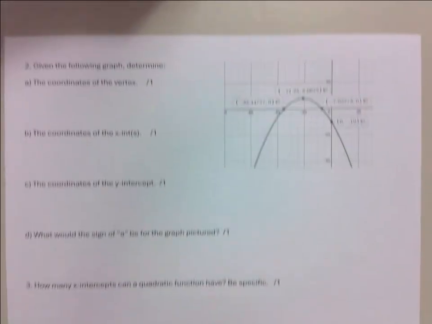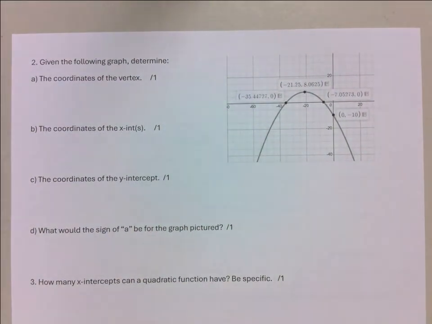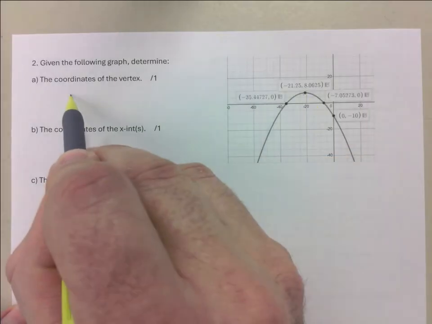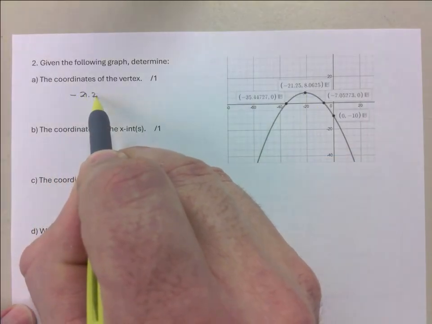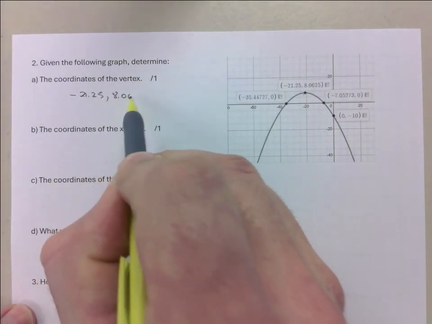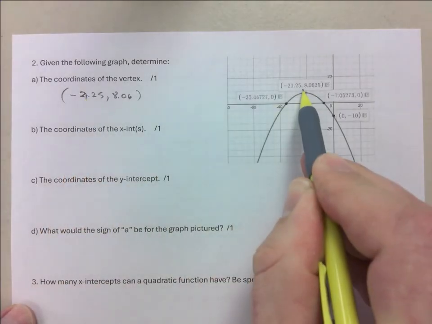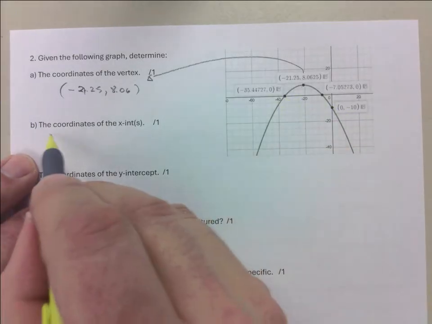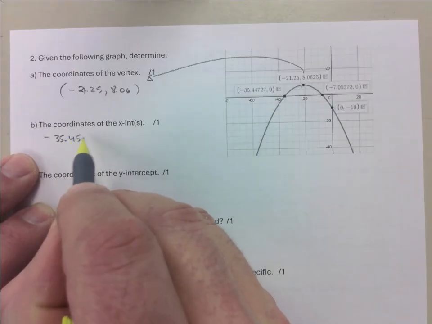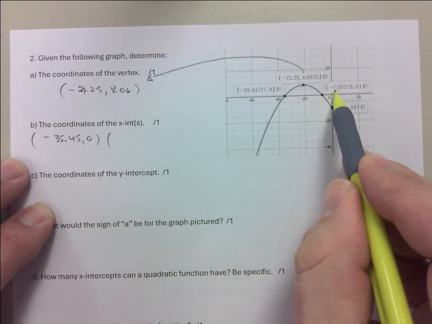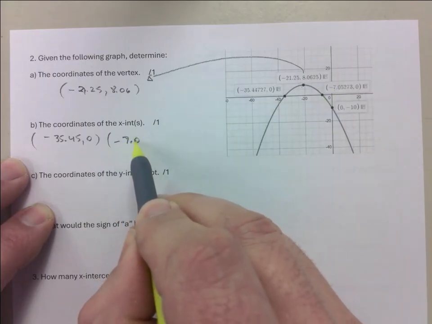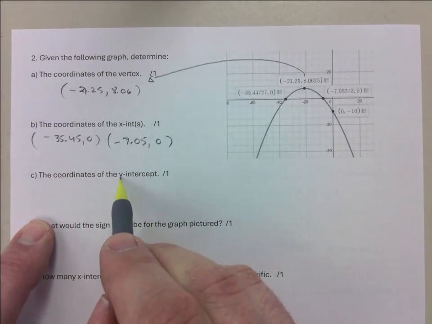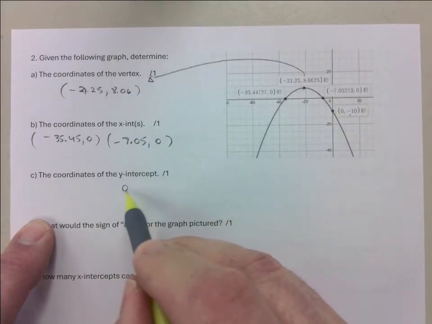So this is now, without using your calculator, just looking at the graph, do you know what I'm talking about when I say, what are the coordinates of the vertex? It's right here. So all you need to do is just state it. That's the one. Okay. Coordinates of the x-intercepts. So this should be negative 35.450, as well as this one here, negative 7.050. Okay, so you've got that. The coordinates of the y-intercept is right here, 0, negative 10.